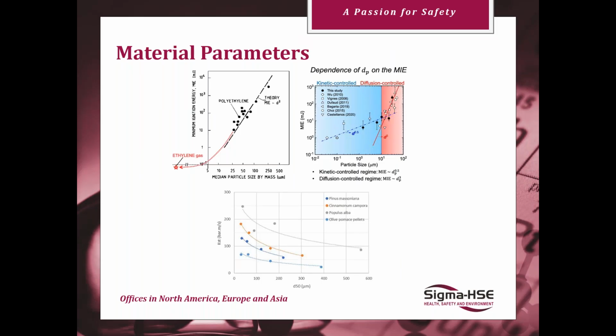Additionally, the plot on the bottom has on the y-axis a measure of explosion severity, KST. Same again with particle size on the x-axis, and we can see that for all of these wood powder samples, a reduction in particle size leads to an increase in explosion severity.